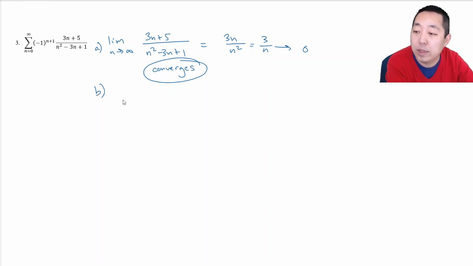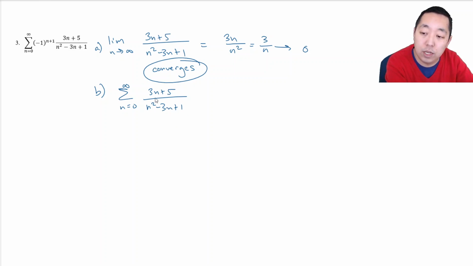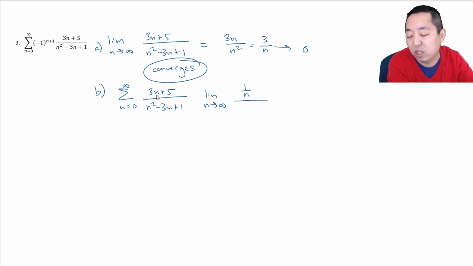Then without the alternating sign, we're looking at this series with the absolute value, the 3n plus 5 over n squared minus 3n plus 1. The simplest way to tell convergence of this one when you have polynomials is to look at the limit comparison test. And you're going to compare it to 1 over n. Because here I have an n on the top and n squared on the bottom. So it looks like n over n squared, which is 1 over n.